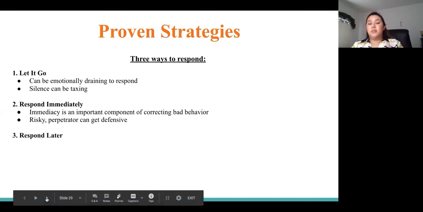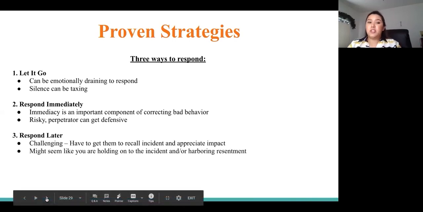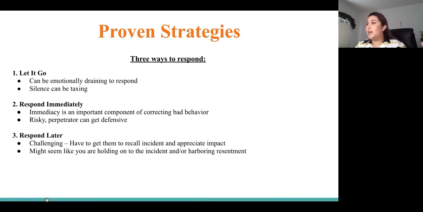And then there's always the option to respond later. Now, this can be challenging because you will have to get the person to recall the incident and appreciate the impact of it because they're no longer in that moment and they may not remember exactly what happened. At the same time, there's also a drawback because if you did hold on to it, it might seem like you are a little bit too, as some say, dramatic, or you're just holding a grudge. So like it says on that last line, it might seem like you're holding on to the incident or harboring resentment.